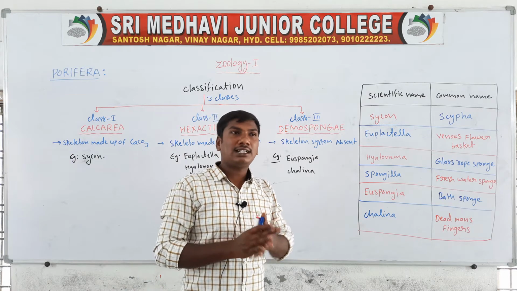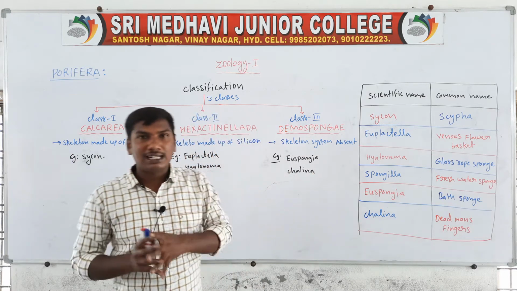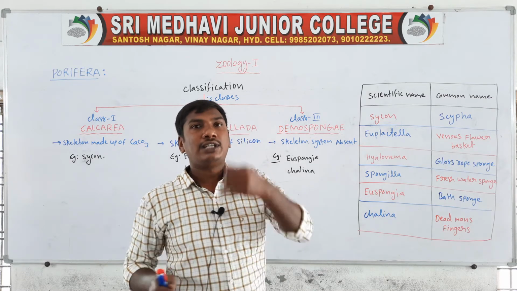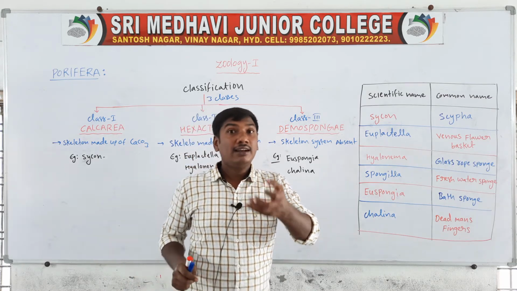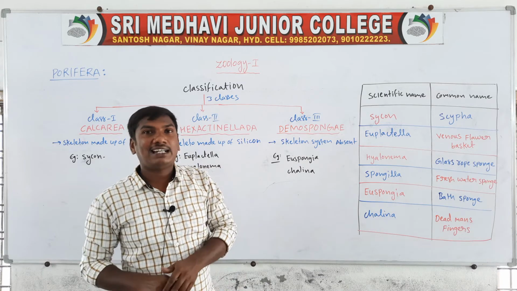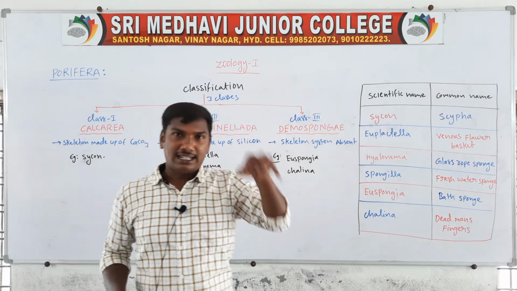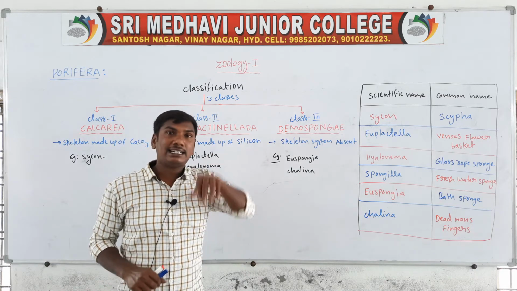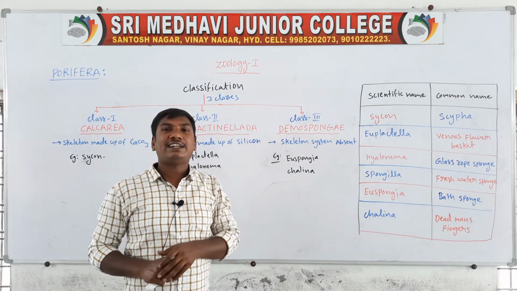Next one, sexual reproduction. In sexual reproduction, male and female gametes are formed. Fertilization is the fusion of the male and female gametes. The fertilization is internal fertilization. Internal fertilization means fertilization occurring inside the body.